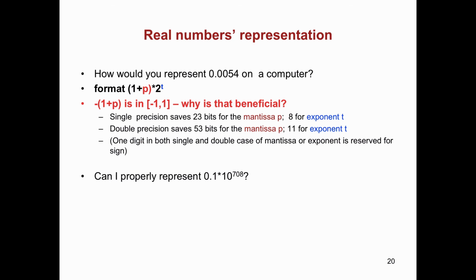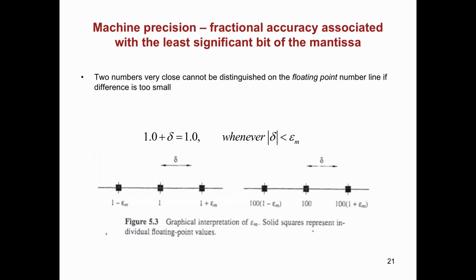And then, can I properly represent 0.1 times 10 to the 708? Can that be done? About 308 is the largest exponent I can do. So in double precision, it's going to result either way in overflow, and it simply causes an error. Similar for the negative version of it. Okay?